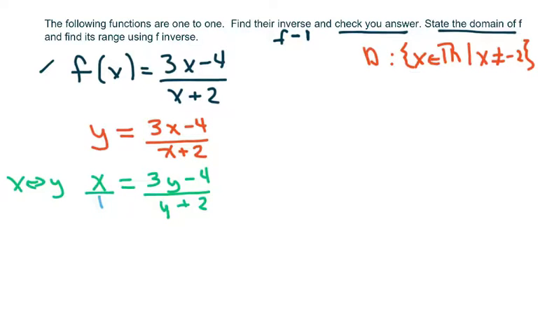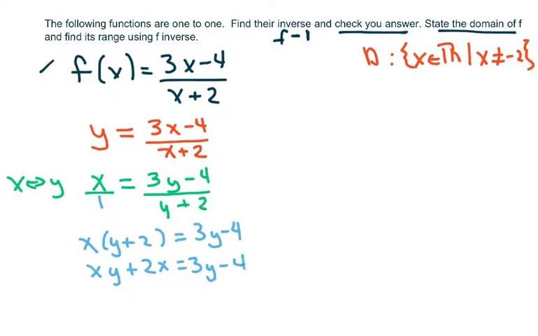So I'm just going to cross multiply here. We get x times y plus 2 equals 3y minus 4. Clean this up a little. All right. And then I've got to solve for y. So this represents some problems for students. So basically just group your y's together. So I'm going to move him over to the right side and subtract, and I'm going to add the 4 to the left. And when you do that, you get 2x plus 4 equals 3y minus xy.